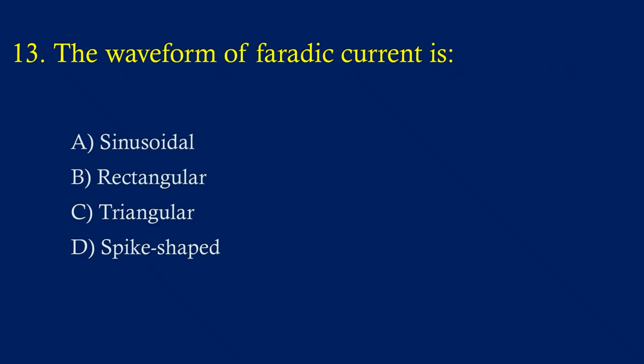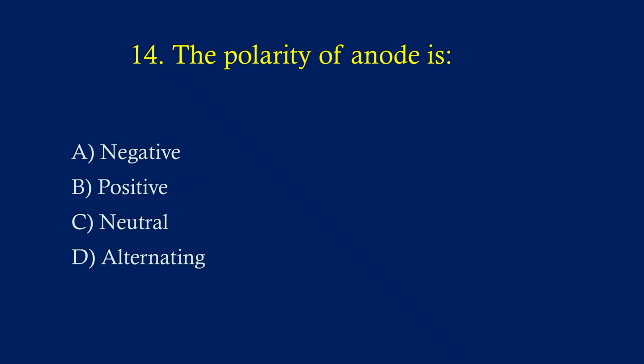Let's see number 13. The waveform of Faradic current is dash. A. Sinusoidal, B. Rectangular, C. Triangular, D. Spike shaped. So think about the correct answer. So here the correct answer is D, spike shaped. Let's see number 14. The polarity of anode is dash. A. Negative, B. Positive, C. Neutral, D. Alternating. So think about the answer. Here the correct answer is option B, positive. Anode is the positive electrode.